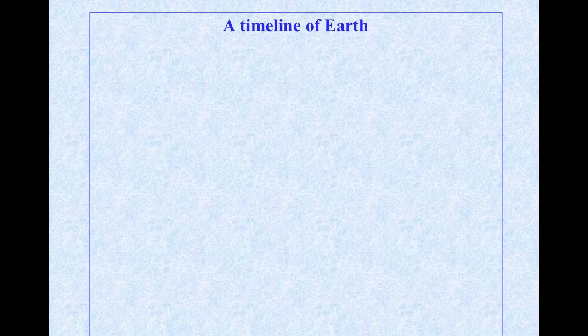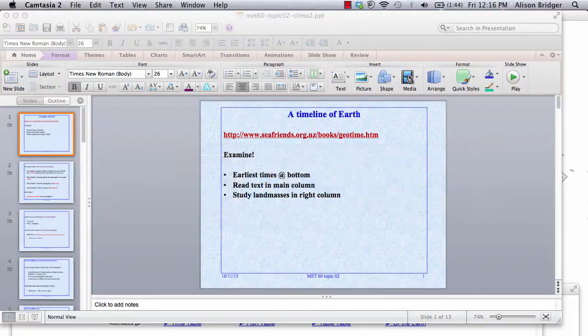So we know where the Earth came from, the solid Earth, and we know roughly where its initial atmosphere came from. And now we want to turn our attention to looking at climate and climate variations at various times during the Earth's existence. And the first thing we want to do is have a quick look at a timeline for the planet. So I have here a link.